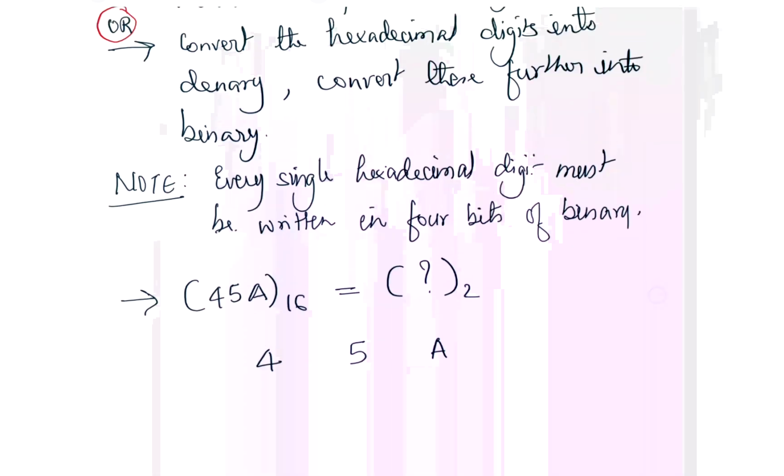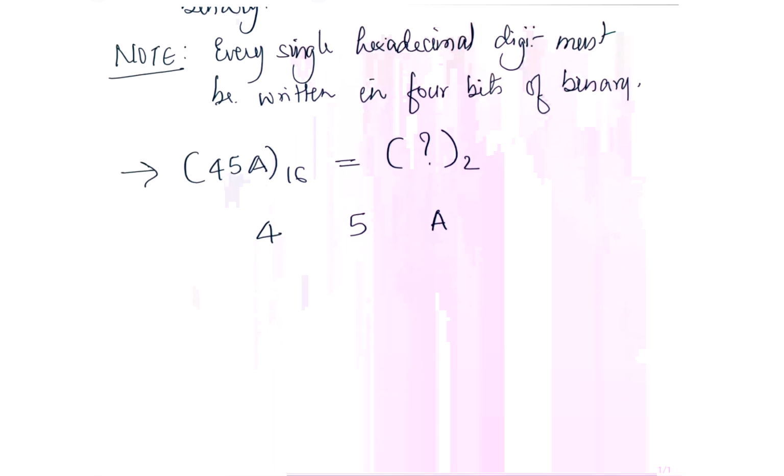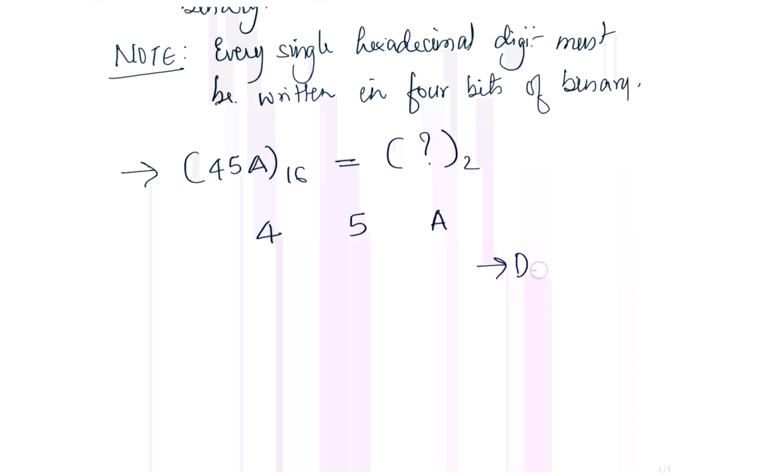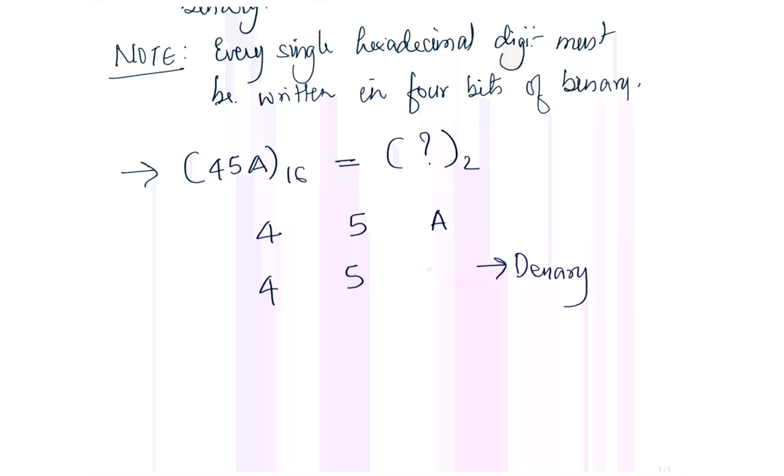The first step is convert the hexadecimals into denary. So let's do the first step, denary equivalent. What is denary for 4? It's 4. 5 is 5. A is 10. This is very important. Now the next step is convert these into binary.